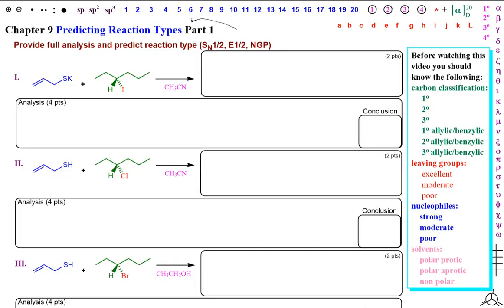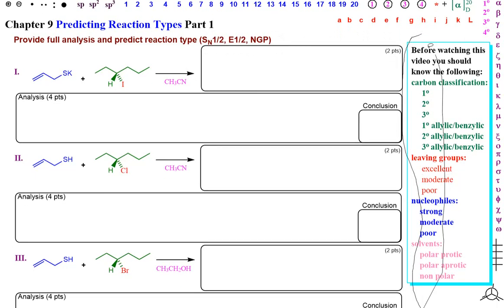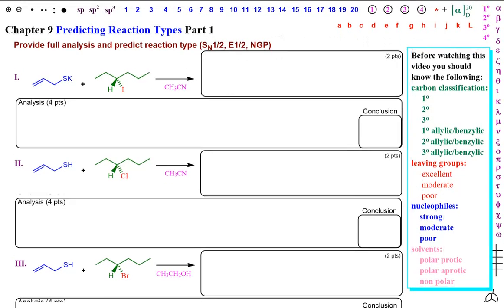In this video, we're going to look at part 1 in a series of predicting reaction types as found in Chapter 9. There are 5 major reaction types in Chapter 9: SN1, SN2, E1, E2, and NGP. Before we watch this video, please make sure you've looked at all of these concepts because I will be talking about them like you know them.